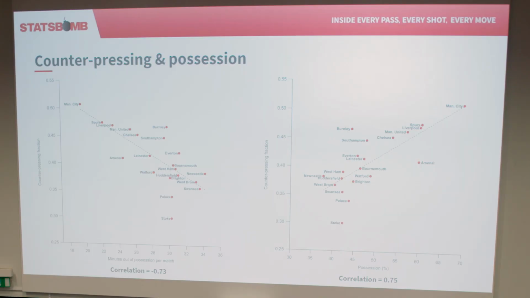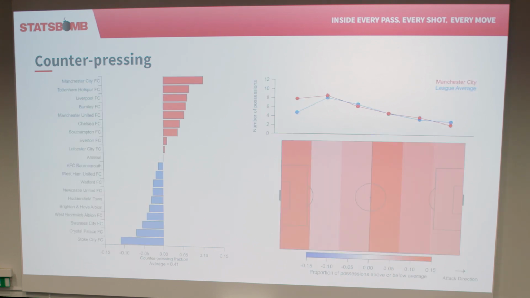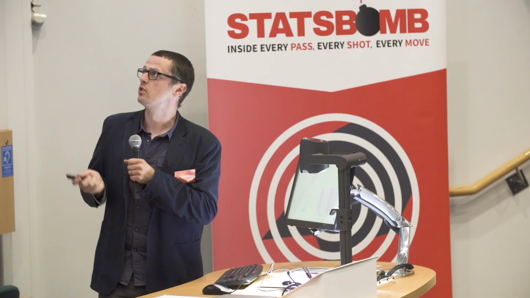So total number of pressure events doesn't match up, but the more intense style of that pressure does. If we look at these maps again, so you've already seen this, just to keep you grounded in terms of what the league looks like, this is similar to the previous lot of slides. This is looking at the proportion of the possessions above or below average that are counter-pressing possessions for a team.